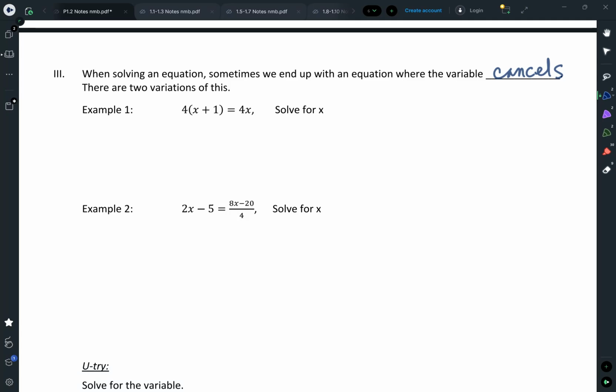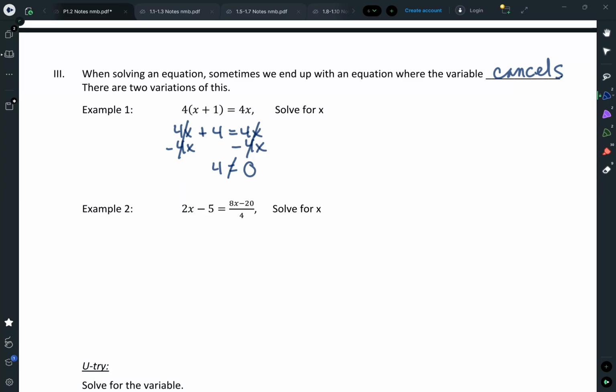So on example 1, we're going to go and distribute. We'd get 4x plus 4 is equal to 4x. And it's kind of weird. I have 4x on both sides, but I know that my steps say, well, subtract to get variables on both sides, or do something to get variables on one side. So when I do this, I end up with 4 on the left, and then the right is just a 0, and this is not true.